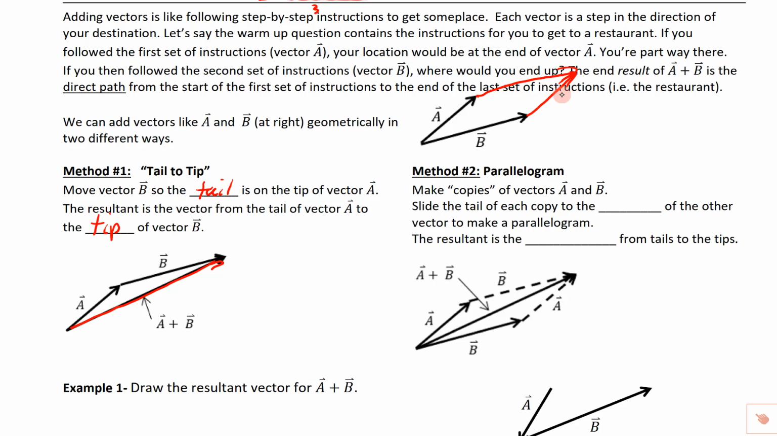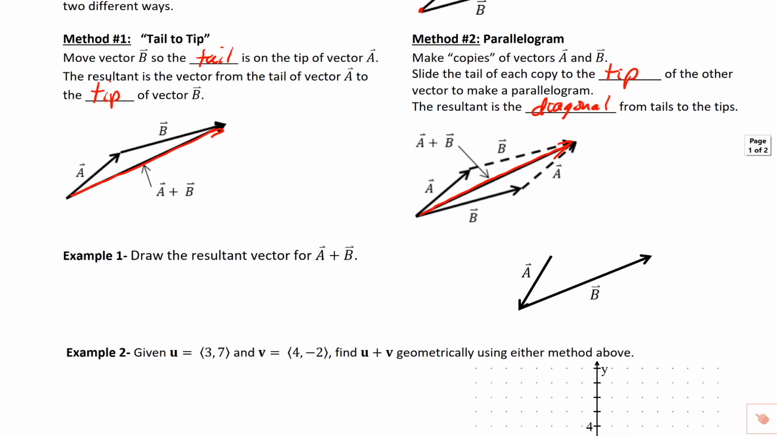And then the result goes from the tail of both of them to the tip of both of them. So it's kind of like the diagonal right here. So that's what it looks like if we were to draw a picture and actively do that. So we make copies of the two vectors, and then we slide the tail of each copy to the tip of the other vector to make a parallelogram, and the result is the diagonal from the tails to the tips. And again, what we're after here is this right here. That is the result, and you'll notice on both of these diagrams they end up exactly the same.